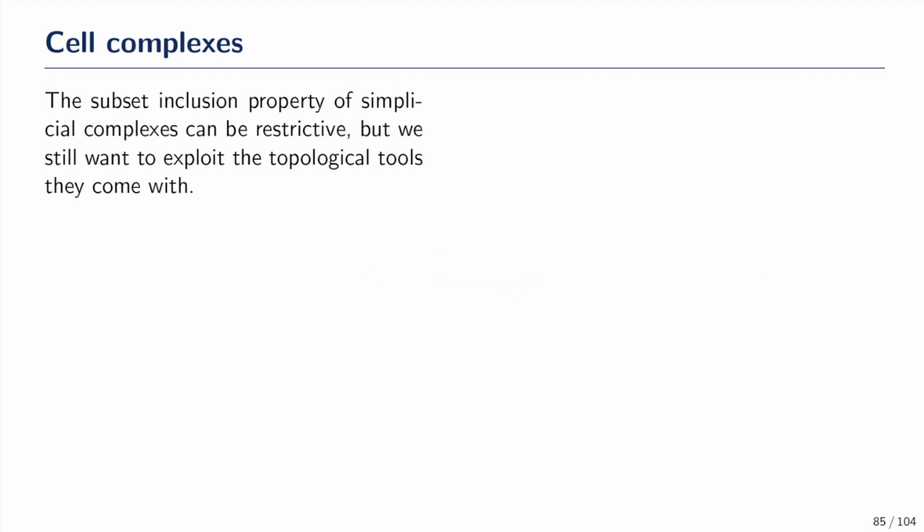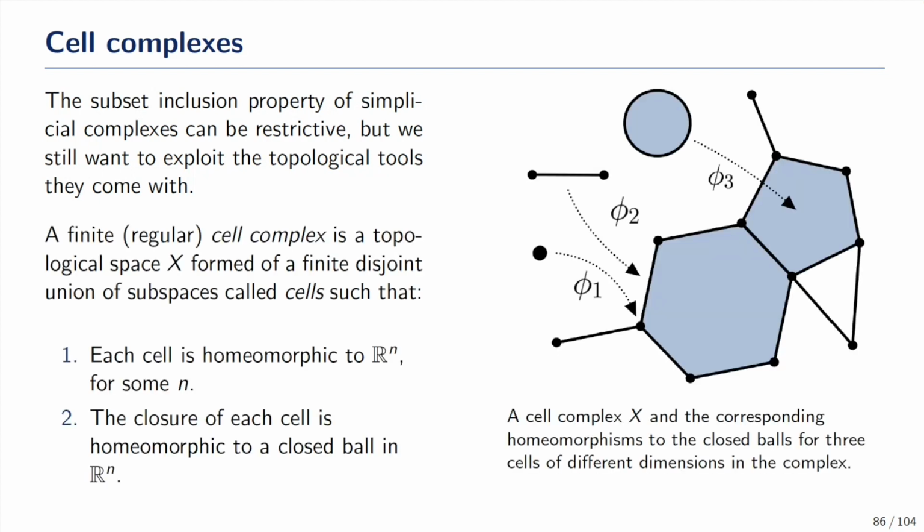So now cell complexes, why do we care about these? Well, we just saw that simplicial complexes have this subset inclusion property. You always have to have these simplices, and that can be kind of restrictive. But at the same time, we want to maintain some of that theory, but have more flexibility.